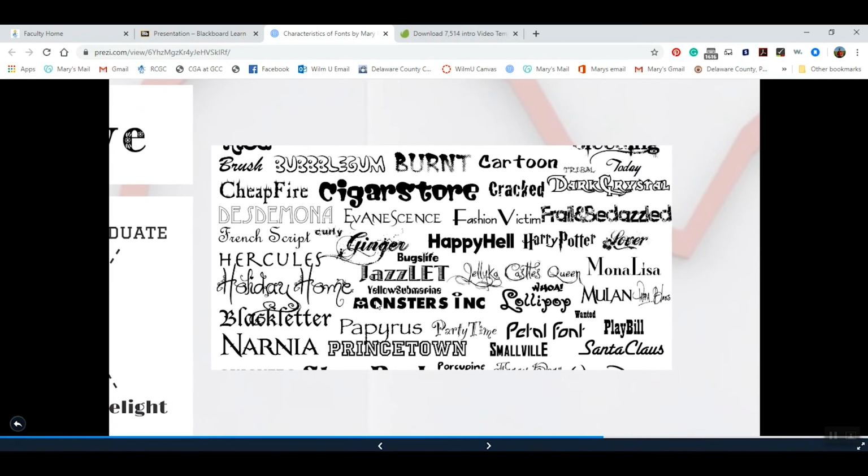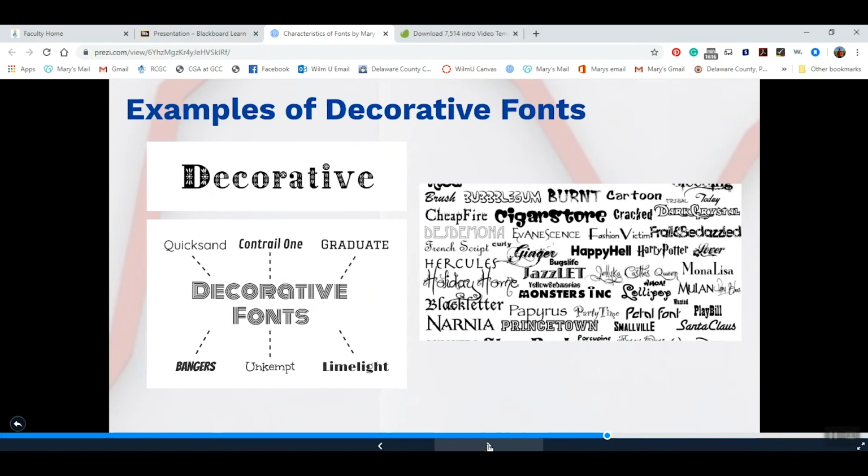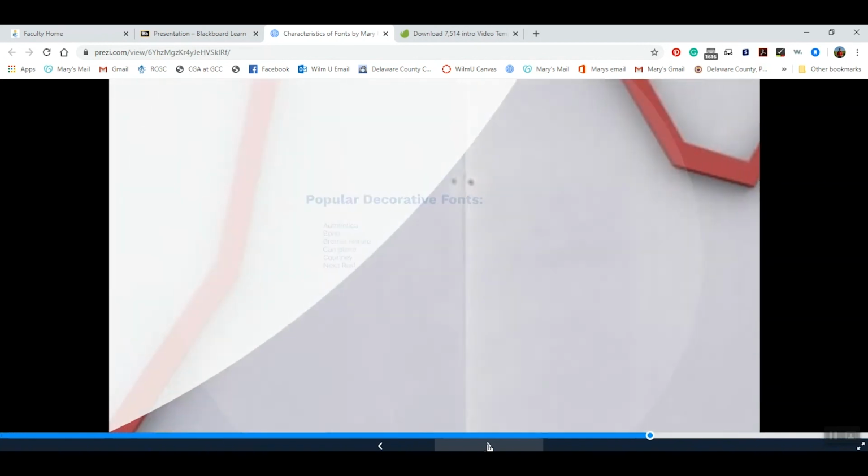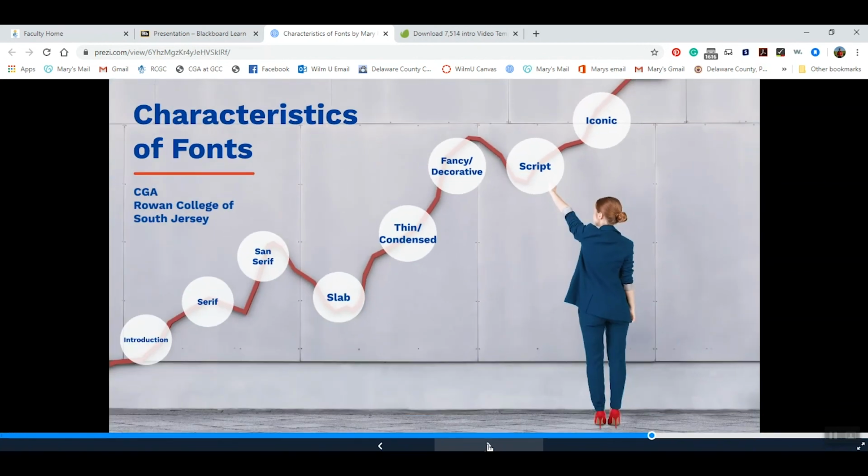Out of all the typefaces to select and to identify, the decorative or fancy ones sometimes can be hard. So for example, this one where the happy, that's a sans serif font, but it's really stylized, so that would cross over into a decorative or fancy font. Some popular decorative or fancy fonts are listed here. You'll see some on your computer.